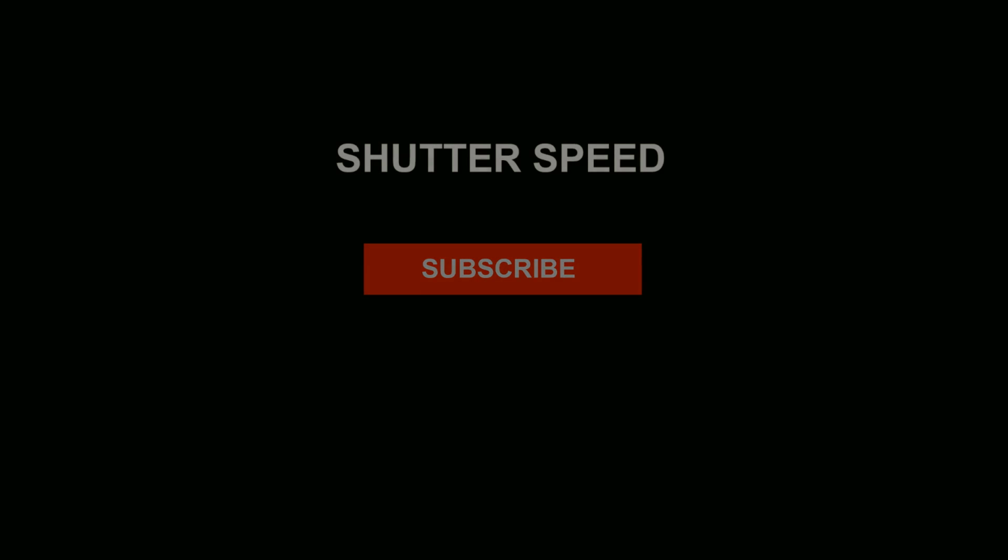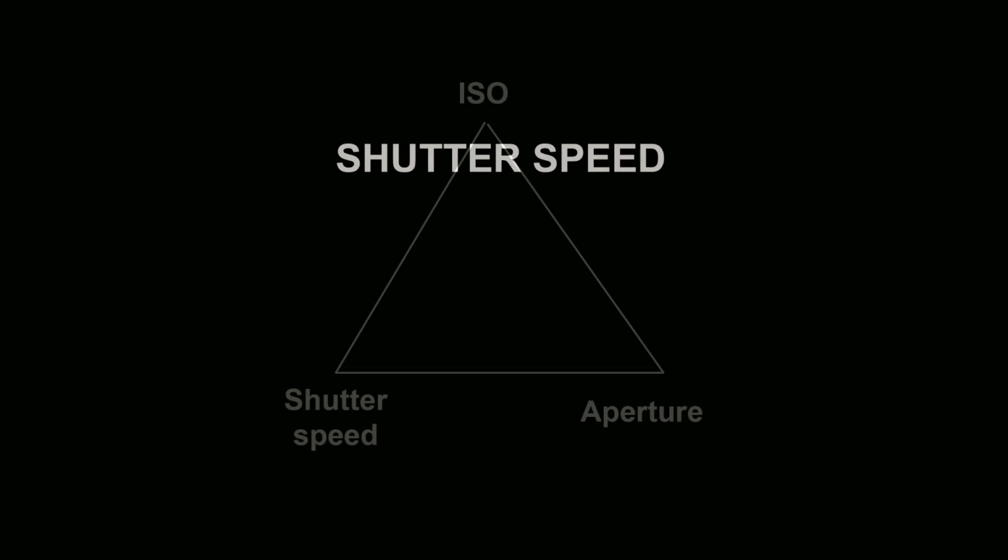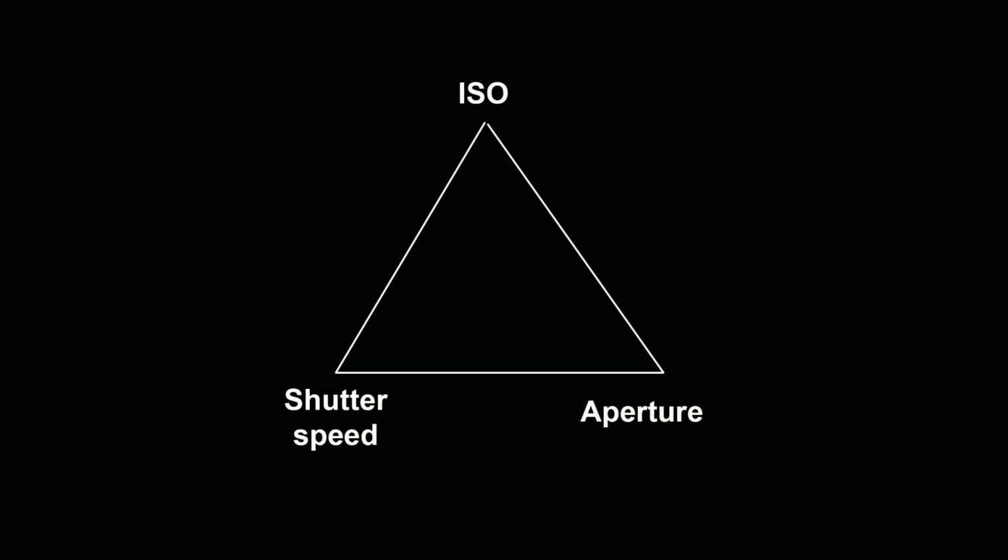In this fourth video in the series, I'm going to take a closer look at shutter speed. Earlier I gave a brief outline of the exposure triangle. That's the relationship between the three main settings of exposure, the shutter speed, the aperture and the ISO. Now it's time to start taking a closer look and I'm going to start with shutter speed.